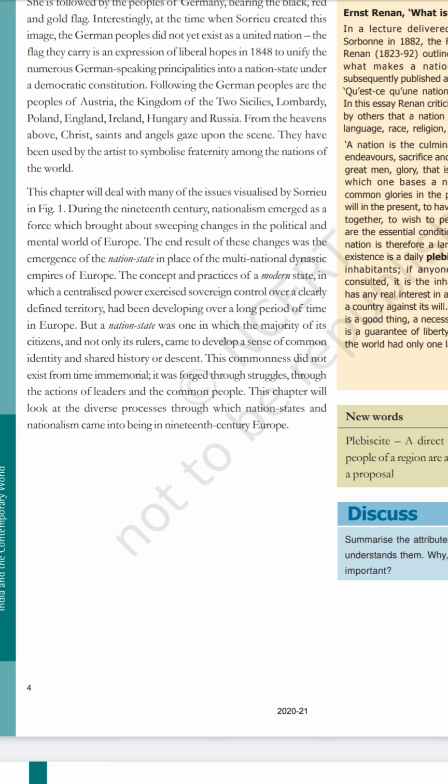This formation of the nation states did not occur for a simple purpose. It occurred after a long drawn-out process of struggles and strikes.